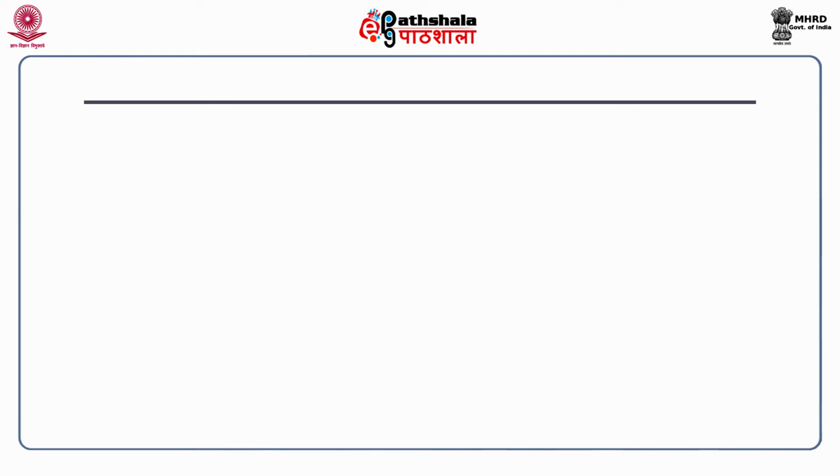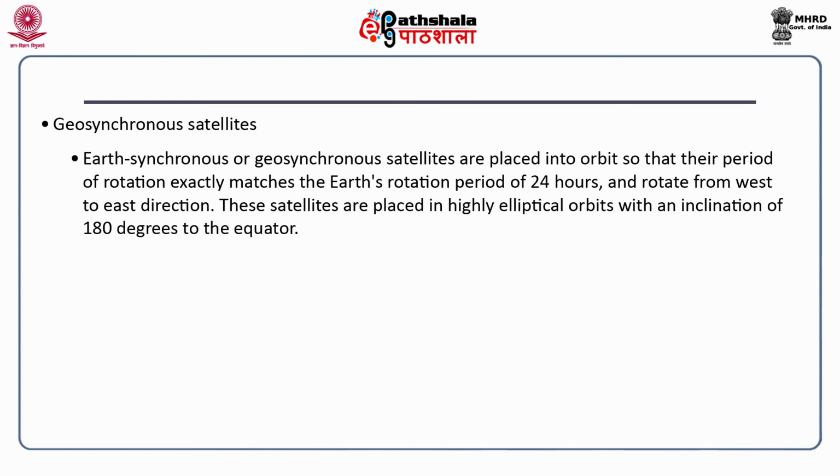Another example is the geosynchronous satellite, that means it is Earth synchronous. So, these satellites are placed into orbit so that their period of rotation exactly matches the Earth's rotation period of 24 hours and rotates from west to east direction. These satellites are placed in highly elliptical orbits with an inclination of 180 degrees to the equator.